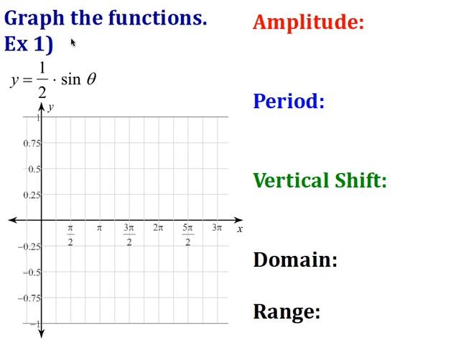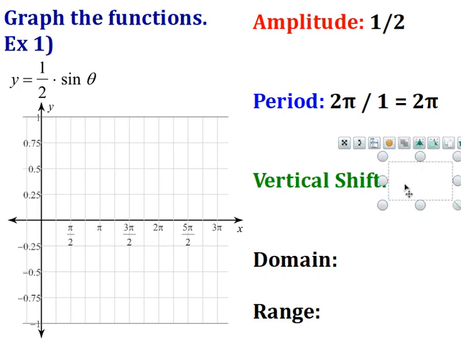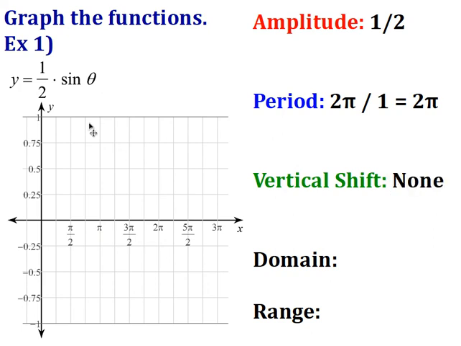Graphing the functions. So let's start by picking out all of our stuff. Then we'll graph it. Then we'll come back to our domain and range. Amplitude is still out front, so how high or low it's going to come up to is 1/2. Our period, there's 1 out in front, so 2 pi divided by 1 is just going to go all the way to 2 pi. And there is no vertical shift, because it does not move up or down.